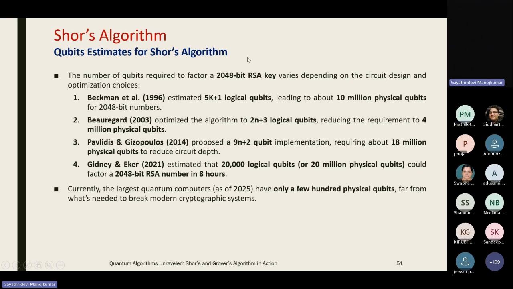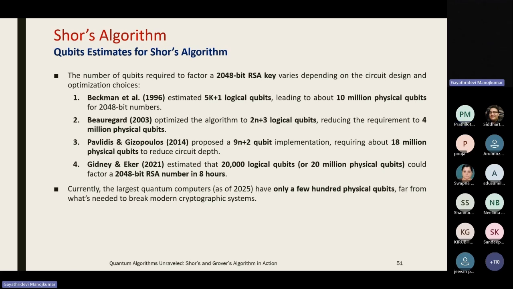As I have already told, the cracking of this RSA key is feasible not only based on the logical qubits, it is also based on the circuit design. So they proposed that a 9n plus 2 qubit implementation is required, with 18 billion physical qubits to reduce the circuit depth. And in 2021, they came out with 20,000 logical qubits, that is 20 million physical qubits, that could break the RSA of 2048-bit in 8 hours itself. They proposed that 20,000 logical qubits are equal to 20 million physical qubits.